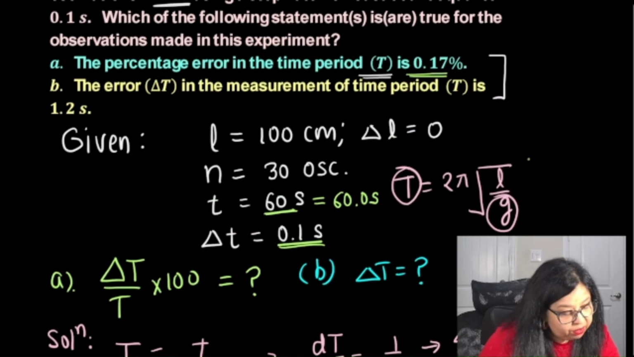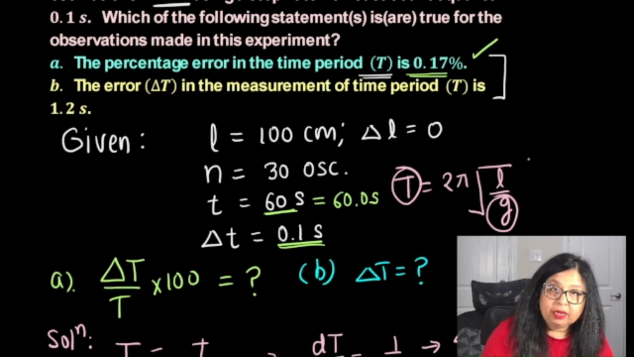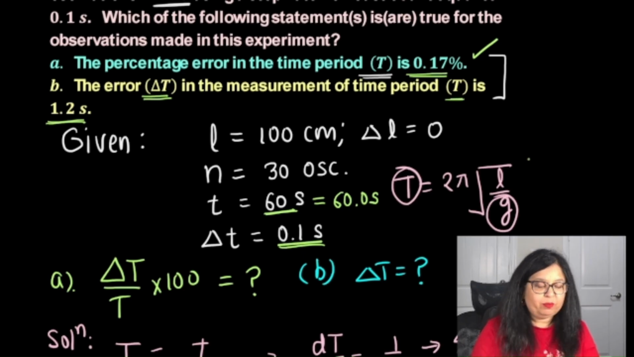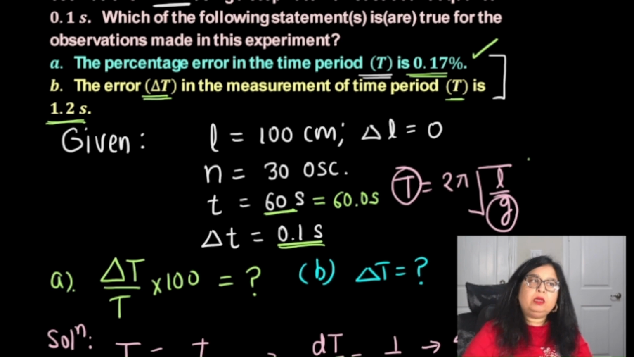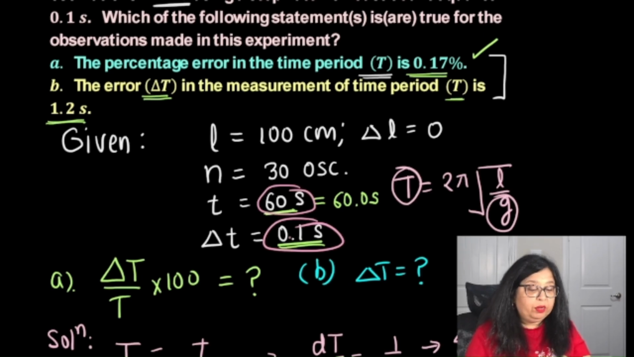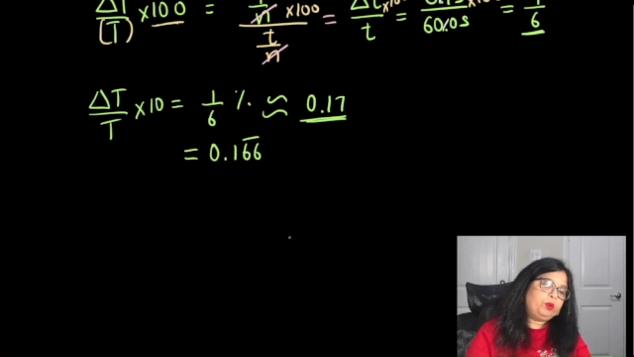So here, percentage error in time period is 0.17%. It is correct. Now, the error delta T in the measurement of time period T is 1.2 seconds. Now, we will solve it numerically, but before we solve it numerically, think about it. The uncertainty in time lowercase t is 0.1 seconds, and that is for measuring time equal to 60 seconds. And time period will be 60 divided by 30, 2 seconds. Could delta T, the uncertainty in the time period, be 1.2 seconds? Could it be that large? While this delta t is 0.1 seconds. Think about it. Let's calculate it numerically anyway.